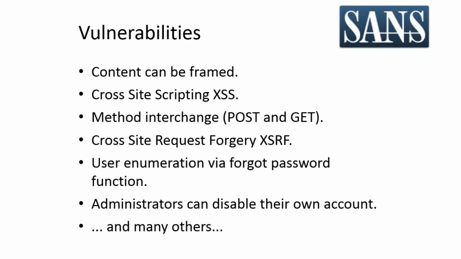Method interchange by itself, no big deal. Cross-site request forgery, possibly a big deal. Then some other interesting ones, user enumeration. So if you clicked on the forgot your password function, you could put in potential usernames that would tell you if those usernames were valid or not.